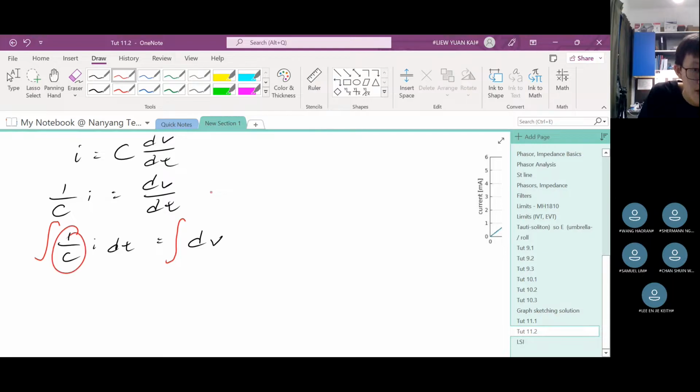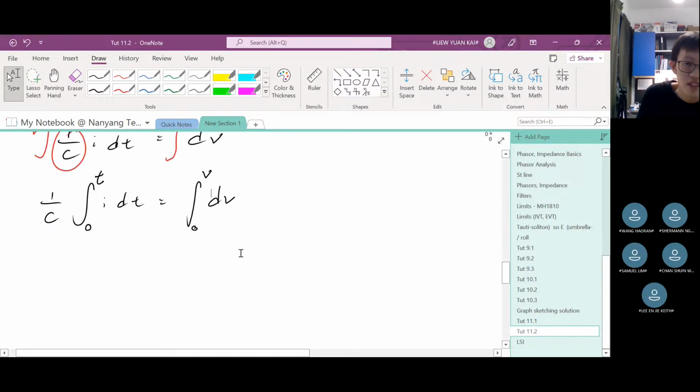Notice that 1 over C is a constant, right? So I can just pull it out of the integration. So this is 1 over C, integrate I dt. We need to define the bounds of the integrals, okay? So we start from 0 seconds, time equals 0, to any time we want. Let's just call it t. Then here, we start from a voltage value of 0, and then we go up to some voltage value that we want. So when you do this integration, you get V. You do this integration, what will you get?